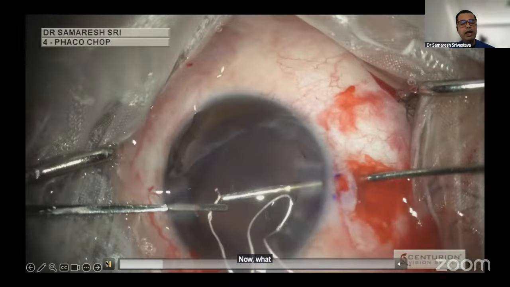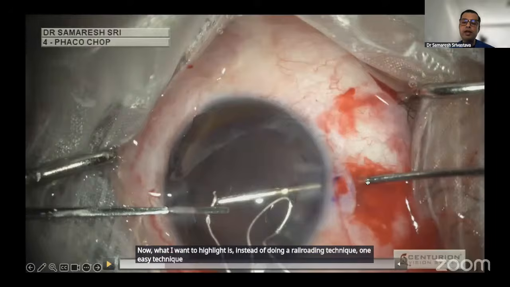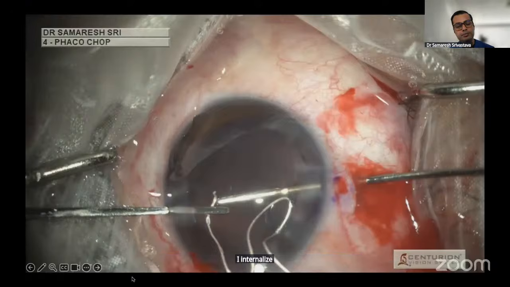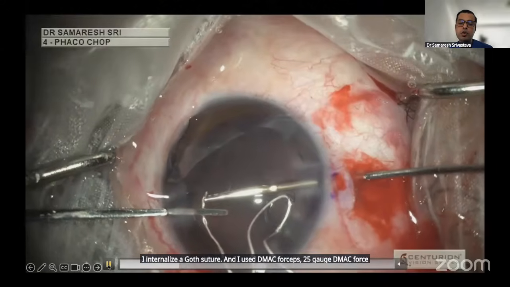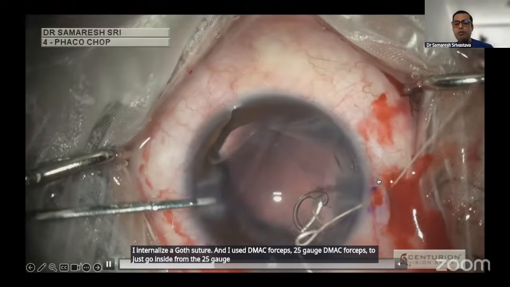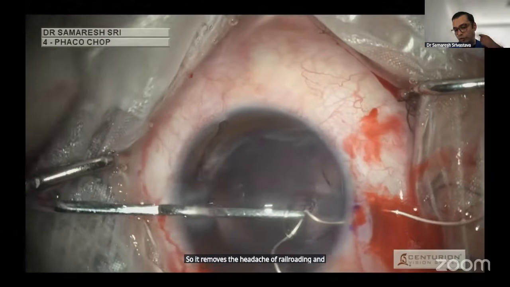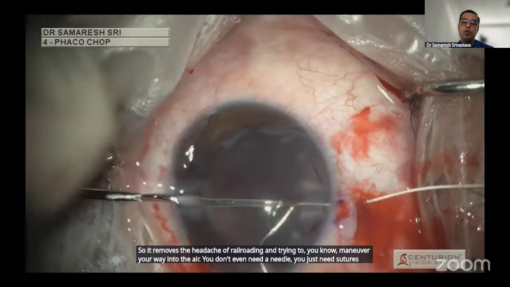Now, what I want to highlight is, instead of doing a railroading technique, one easy technique is to use a 25 gauge needle and make puncture wounds at approximately 2 millimeters or 1.9 millimeters posterior to the limbus. So I cut off my needle from the Gore-Tex. I internalize a Gore-Tex suture and I use 25 gauge DMEK forceps to just go inside from the 25 gauge stab wound and pull out the suture. So it removes the headache of railroading and trying to maneuver your way into the eye. You don't even need a needle. You just need sutures. So one suture can last you quite a few surgeries.